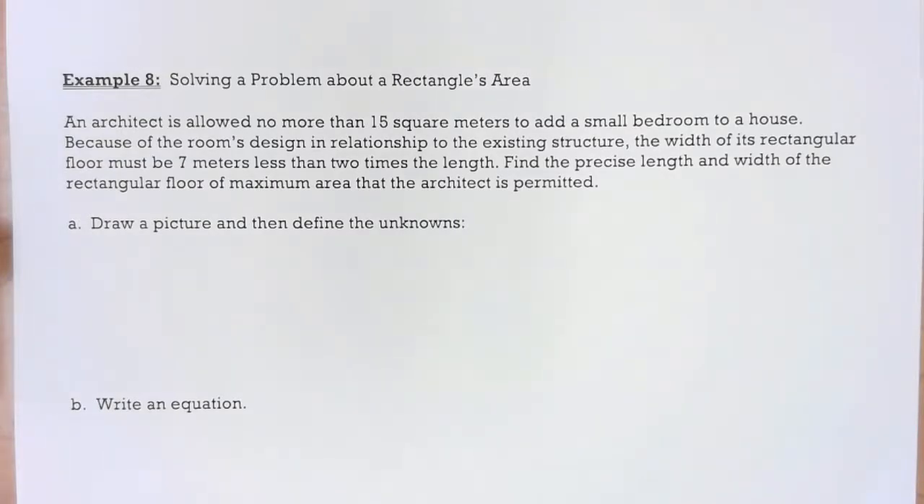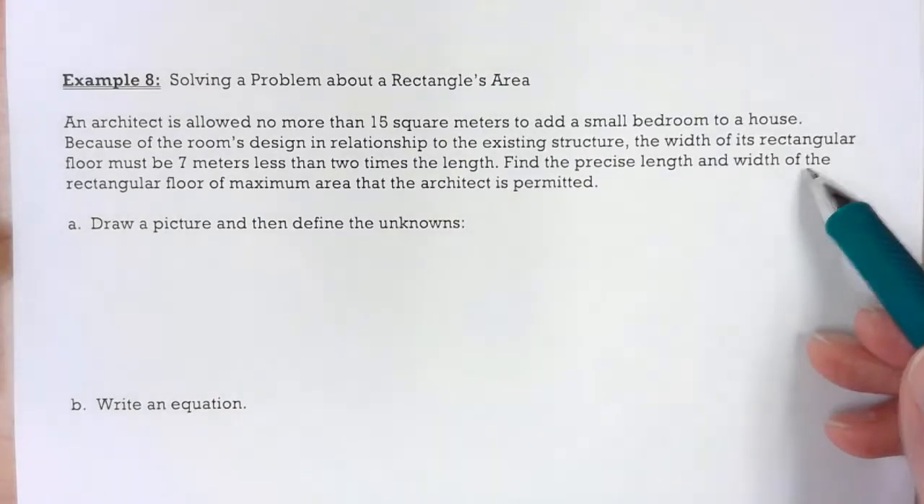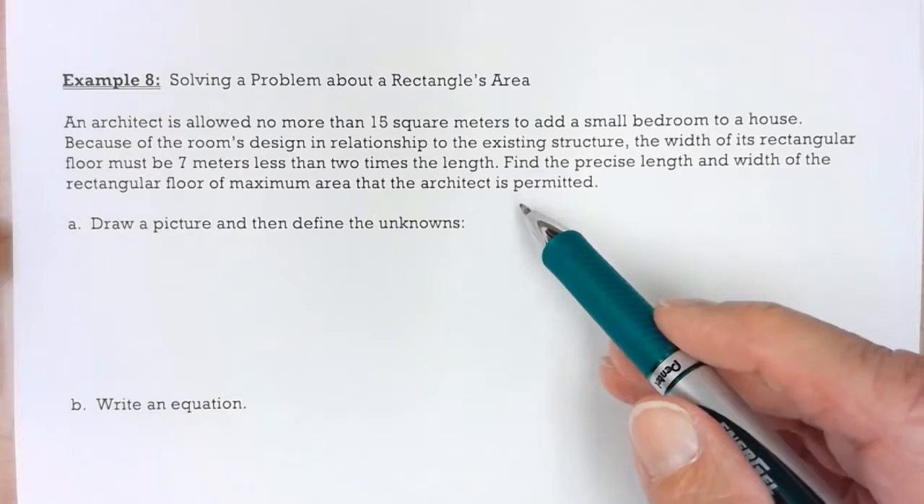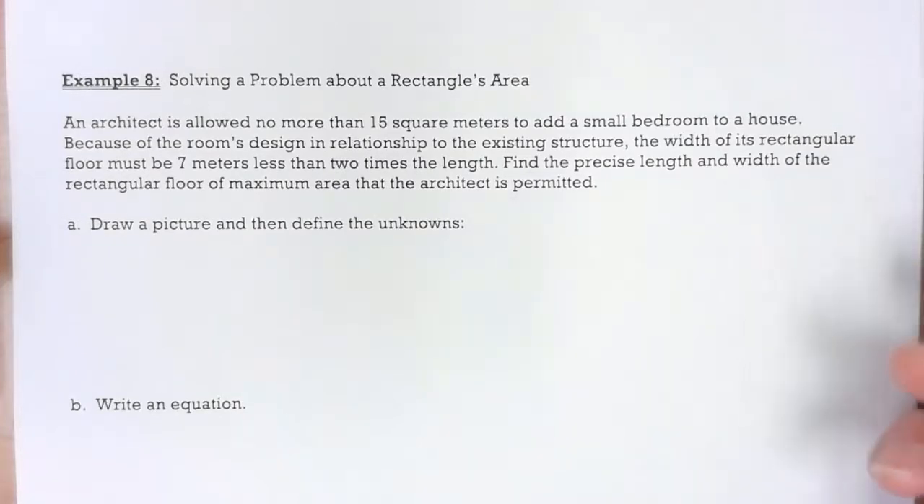One more problem. Solving a problem about a rectangle's area. An architect is allowed no more than 15 square meters to add a small bedroom to a house. Because of the room's design in relationship to the existing structure, the width of its rectangular floor must be 7 meters less than 2 times the length. Find the precise length and width of the rectangular floor of maximum area that the architect is permitted.